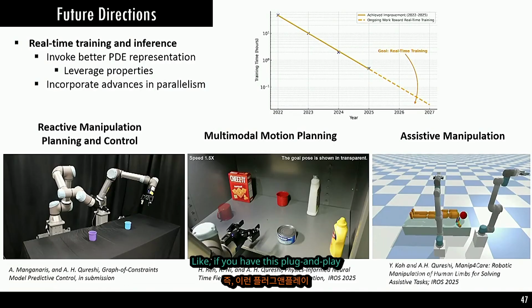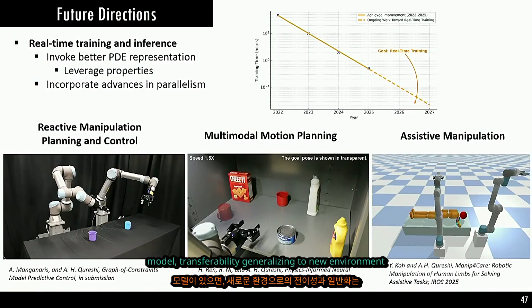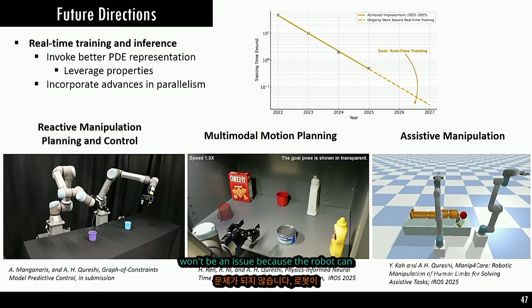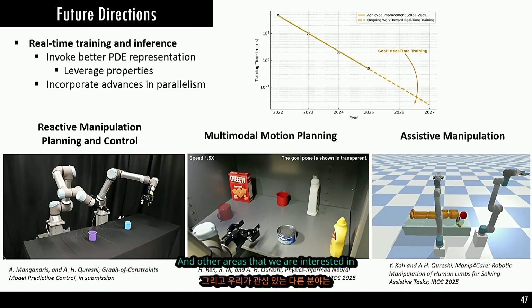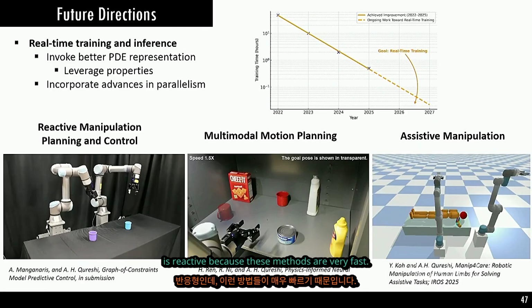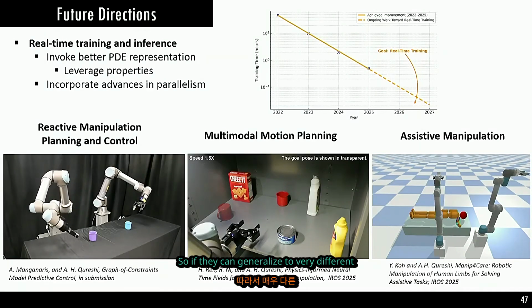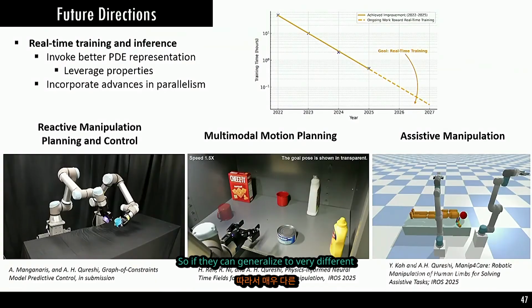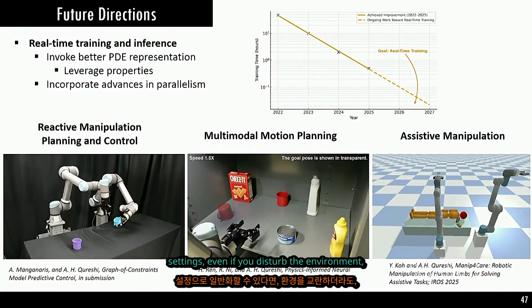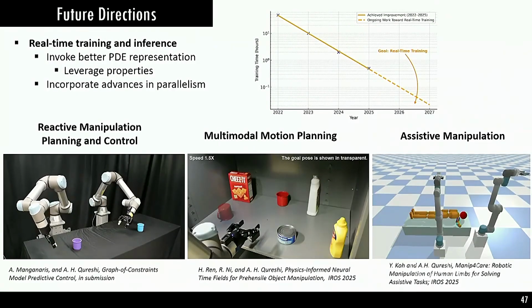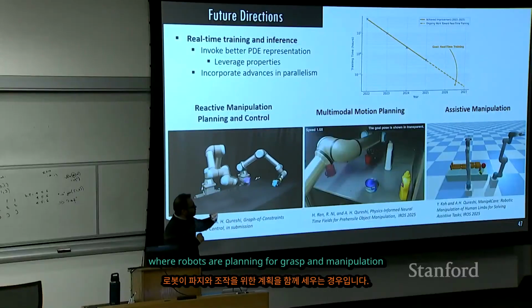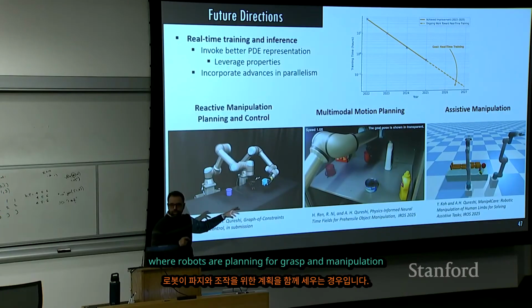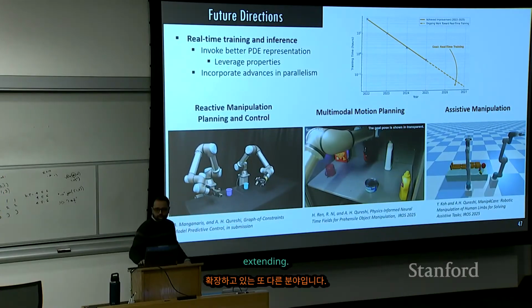That's my vision. If you have this plug-and-play model, transferability and generalizing to new environments won't be an issue, because the robot can just go there and train on the fly and perform all your manipulation and motion planning problems. Another area we are interested in is reactivity, because these methods are very fast. If they can generalize to very different settings, even if you disturb the environment, they can still recover from it very quickly. And there is a multimodal problem, where robots plan for grasp and manipulation together. That's another area that we are extending.